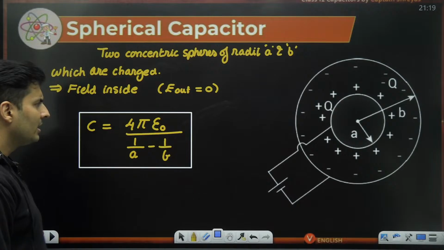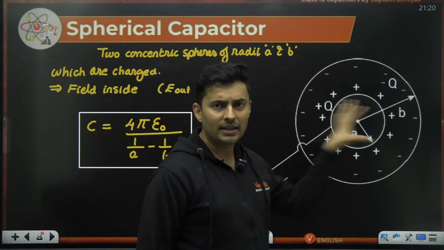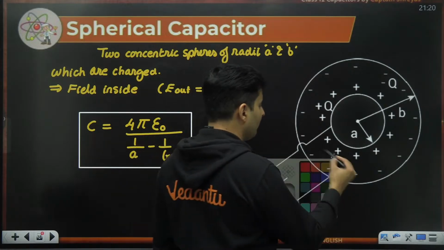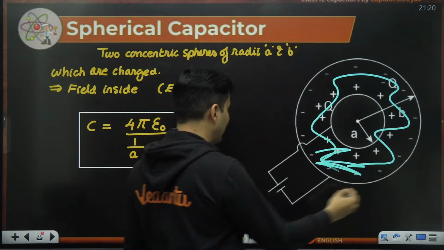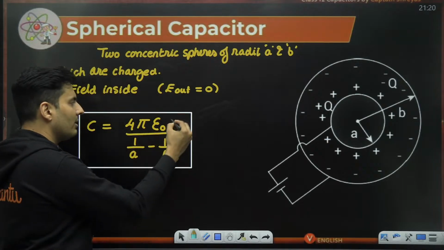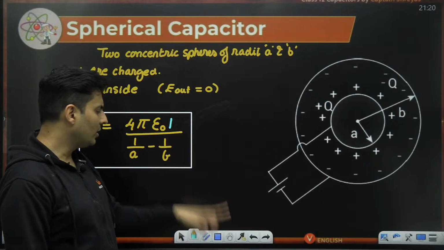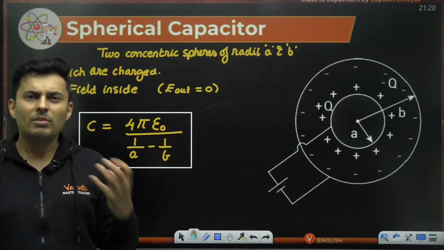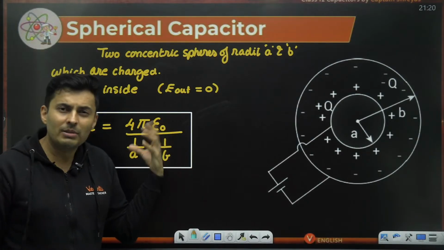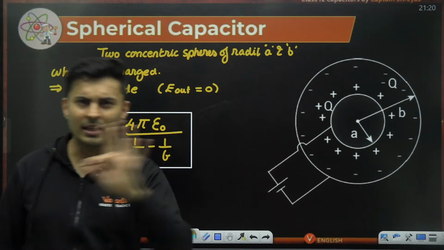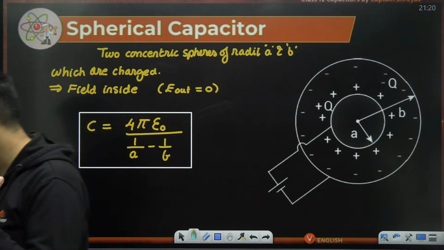Also keep in mind that if the space between the concentric spheres is filled with some dielectric medium, the only difference will be that there will be a dielectric constant K over here. Not the Coulomb constant, the dielectric constant, because the permittivity of vacuum will be replaced by the permittivity of the medium. That's the only difference. Otherwise, the rest of the formula will be the same.